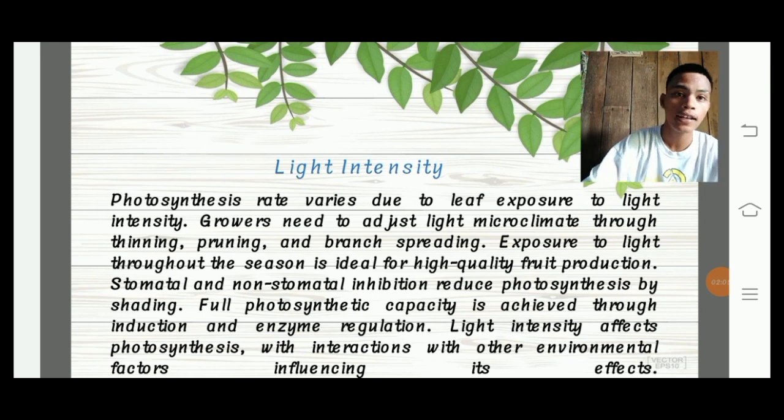So, light intensity refers to the amount of light energy per unit area. It is a critical factor for plant photosynthesis, influencing their growth and development. Additionally, light intensity plays a role in various ecosystems. So, it affects the behavior and activities of both plants and animals.